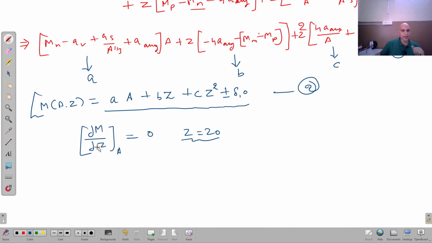Right? So when I apply it here, what will I get? Considering that A is constant, the first term's derivative becomes 0. From the second term I will get B, and for the third term it is 2C Z naught, which equals 0. The derivative of the last term is also 0, because this term does not contain Z.